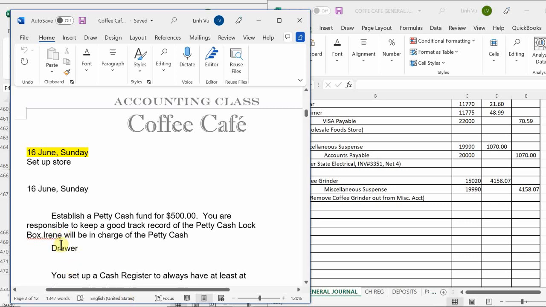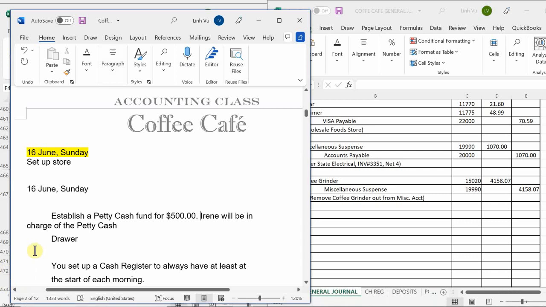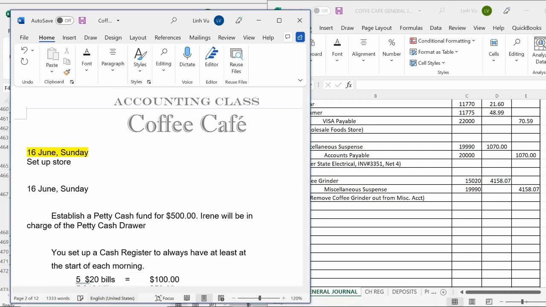I guess I can just get rid of this. Okay, right. Irene will just be responsible. You don't need two people to do that. So you establish a petty cash drawer for $500. Irene will be in charge of the lockbox, the petty cash drawer. So what do you need to do here? Just debit petty cash and then wait.